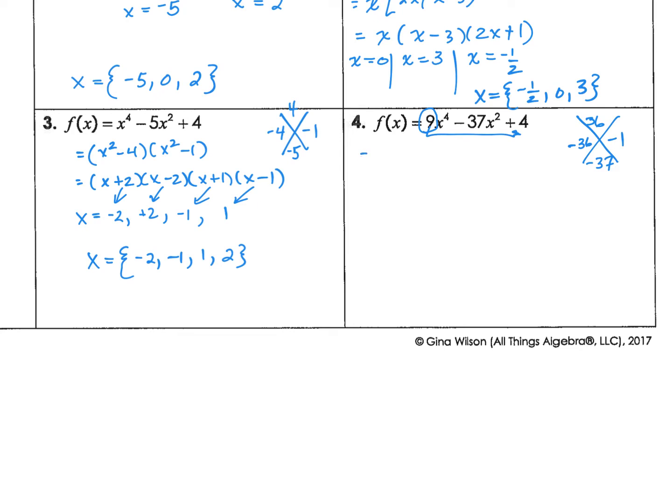So now we rewrite this, don't we? 9x to the 4th minus 36 what? X squared minus 1x squared plus 4, correct? Now what? Yep, cut it down the middle, right? So what comes out of the first two terms? Yep, 9x squared comes out of the first two terms. You're correct.